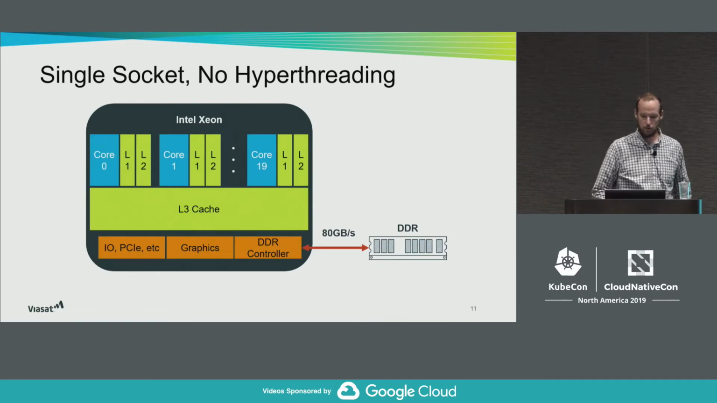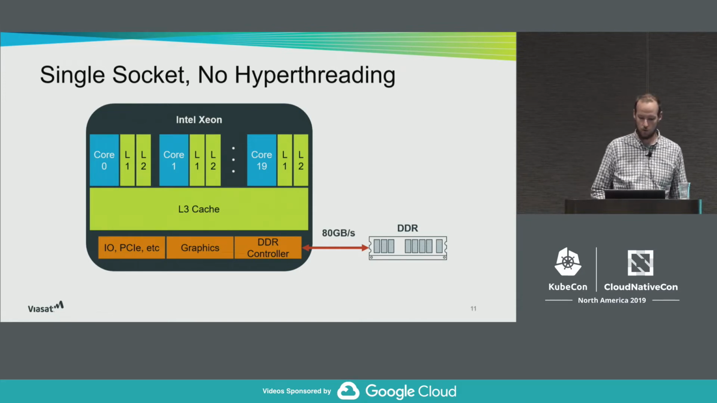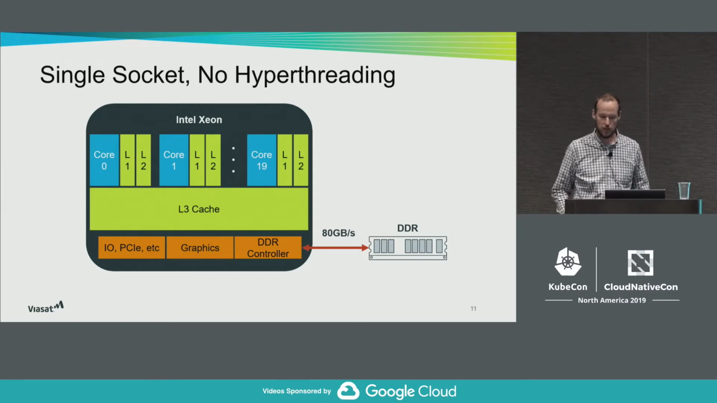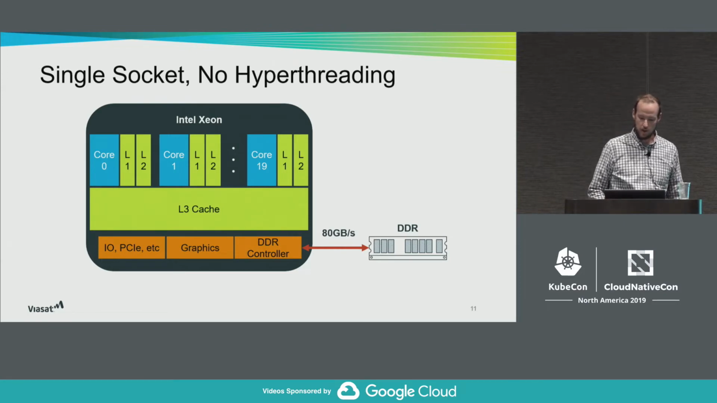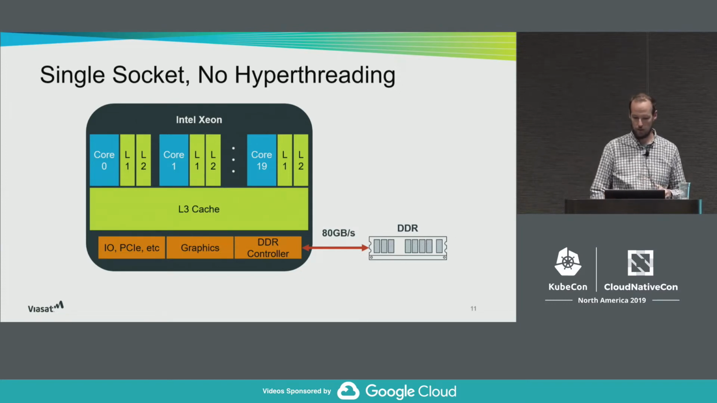So from a top level view, when you look at a single socket Xeon with hyperthreading off, it's fairly simple. You have, in this case, 20 cores. Each core has an L1 and L2 cache that it uses. And then there's a shared L3 cache for all the cores combined. And then below you have a DDR controller that has about 80 gigabytes per second going out to main memory. So when you're scheduling a pod on a processor like this, it's not too difficult. You can treat all the cores as mostly the same. They all go through the same memory controller, they all share the same L3 cache, and they all have independent L1 and L2.